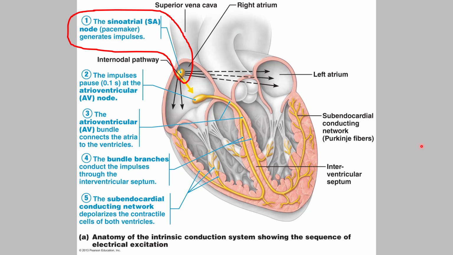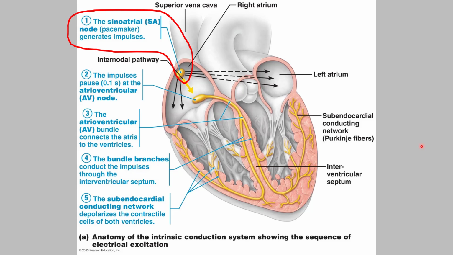Now, when that action potential spreads across and down, the atria are depolarizing. But some of that depolarization is going to reach down here to the bottom of the atrium, right next to the ventricle, right next to the valve, the tricuspid valve there.